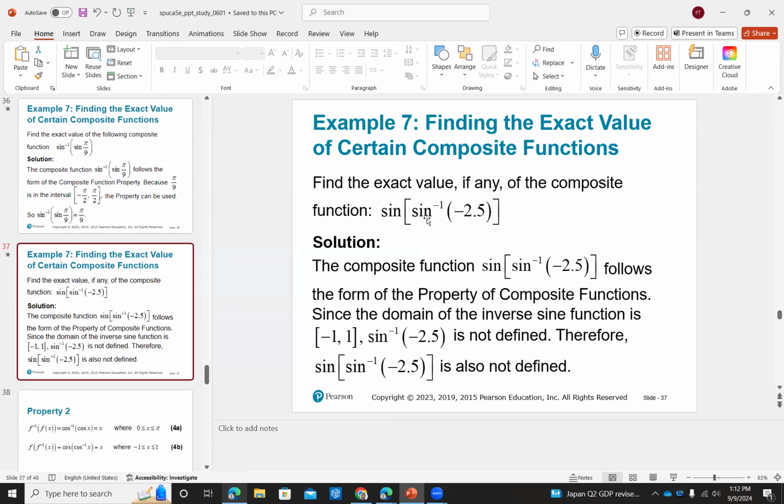But if you look at the inverse sine of negative 2.5 here, it doesn't exist, because the sine of an angle is not lower than negative 1 and it's not higher than positive 1. Since they gave us a number less than negative 1, this doesn't exist. It's not defined.